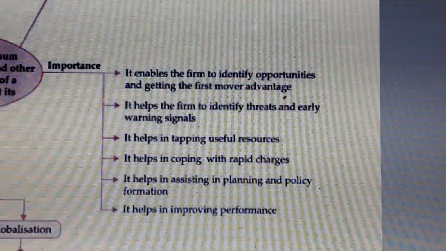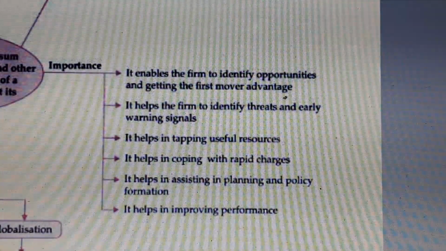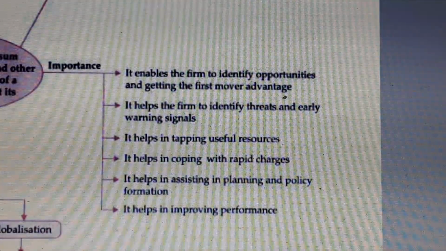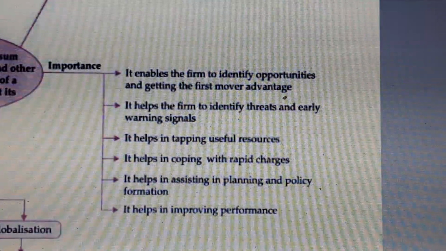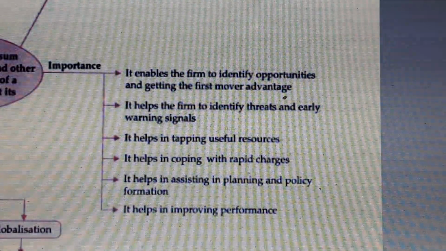Second, it helps the firms to identify threats and early warning signals. So whatever the SWOT analysis is done and whatever the threats are there to the organization that may hamper it in the future, all these things are studied earlier by these business environment modules.